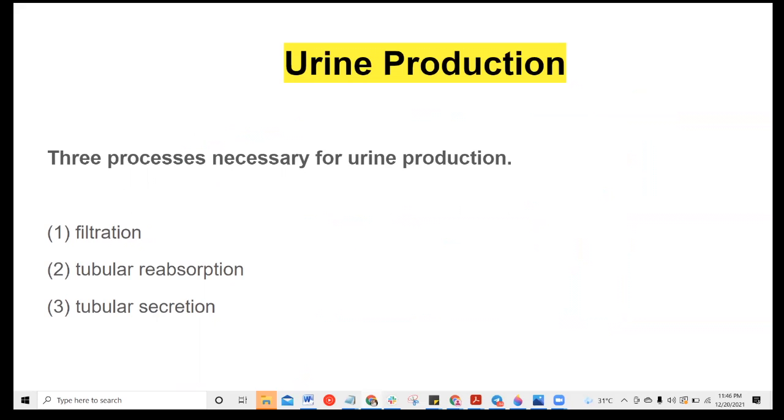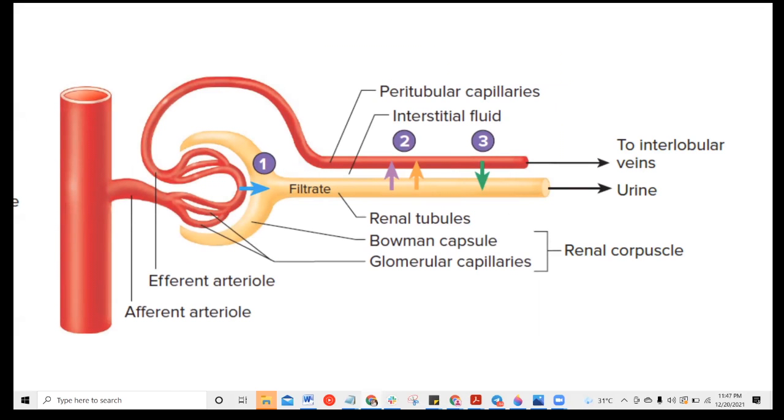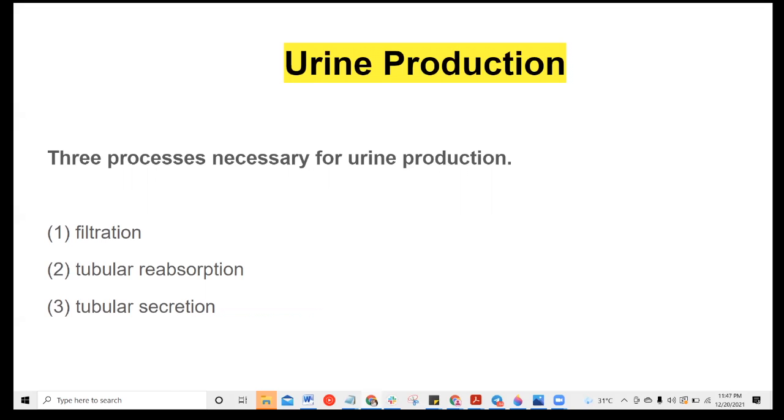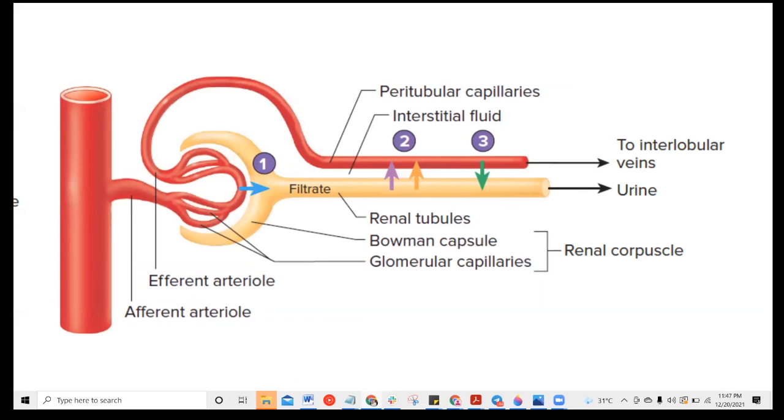There are three processes necessary for urine production. First is filtration, second is tubular reabsorption, and third is tubular secretion. Later on, we will be discussing all three of them so that we can understand more about urine formation or urine production. This is actually the simplest form to understand how the process of urine production takes place. So let's move along.